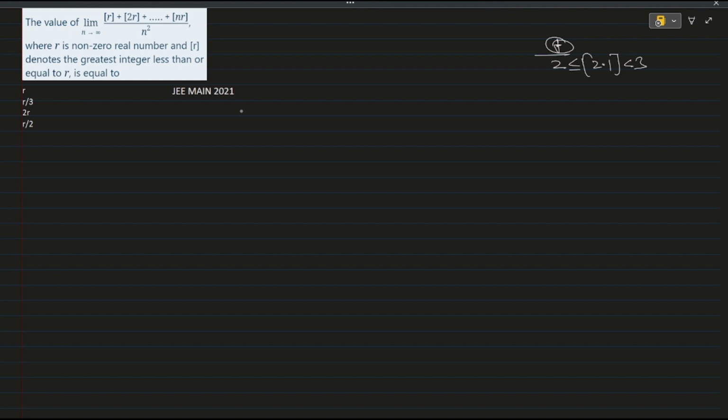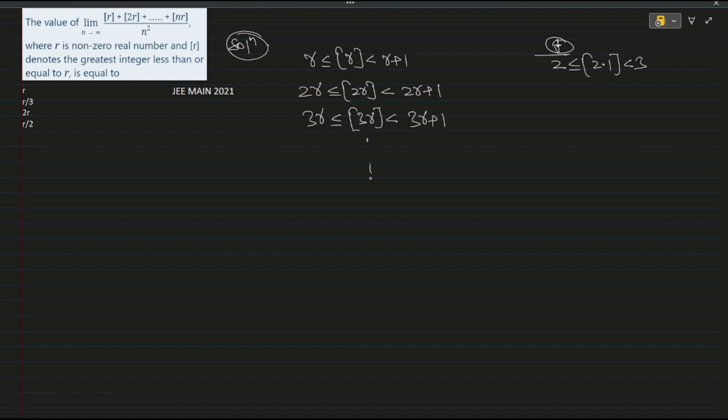So if I am talking about the solution, when I say the greatest integer of r, it will be between r and r plus 1. In a similar way, greatest integer of 2r will lie between 2r and less than 2r plus 1. In the same way, greatest integer of 3r will be between 3r and less than 3r plus 1, and so on. The last term, greatest integer of nr, will lie between nr and less than nr plus 1.